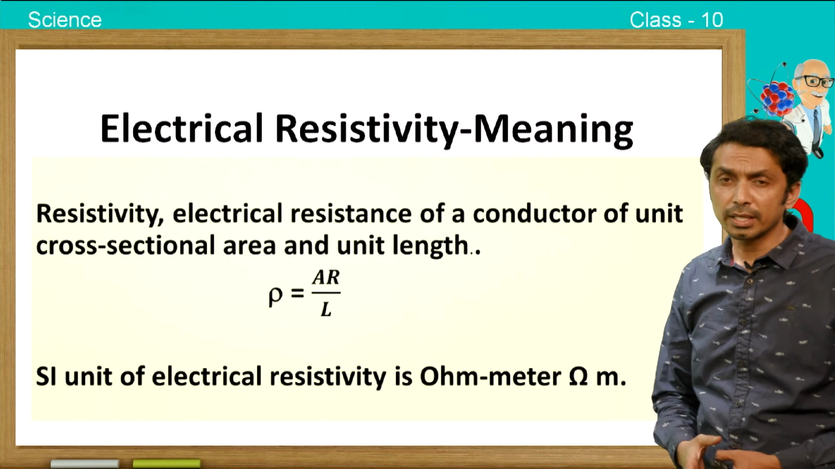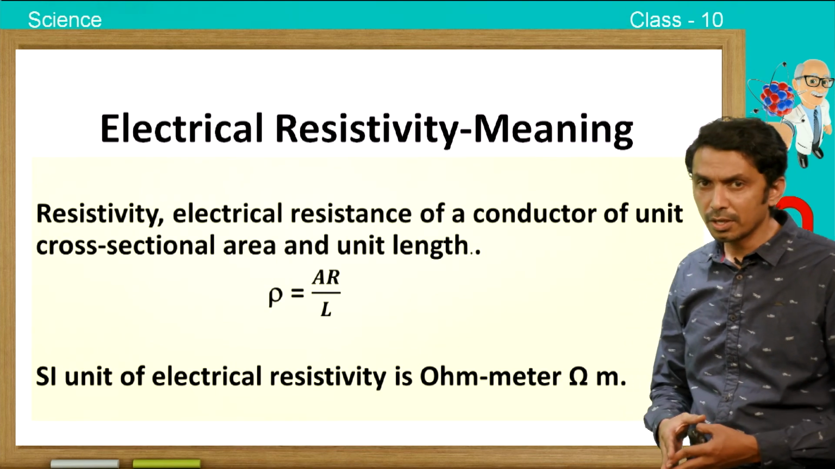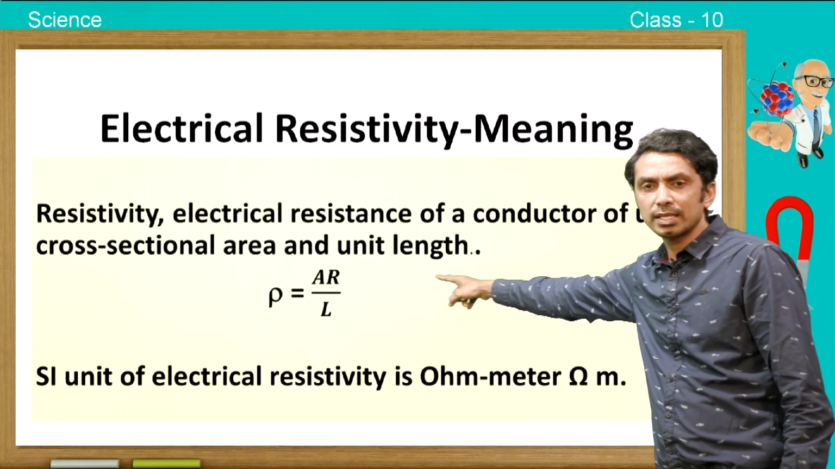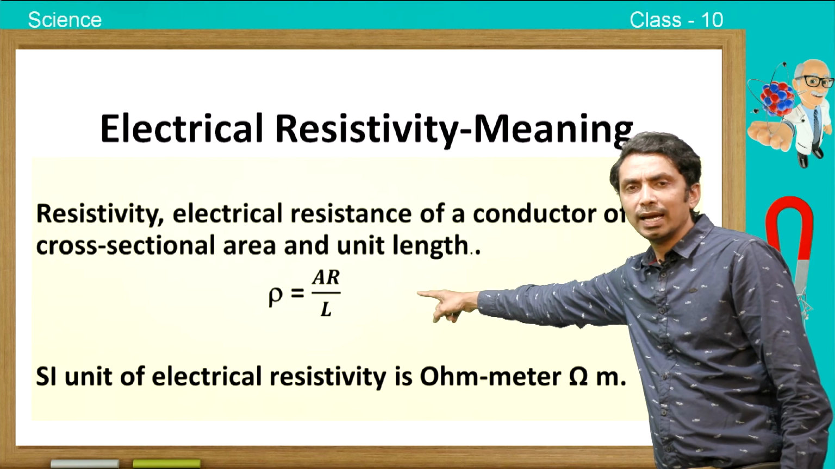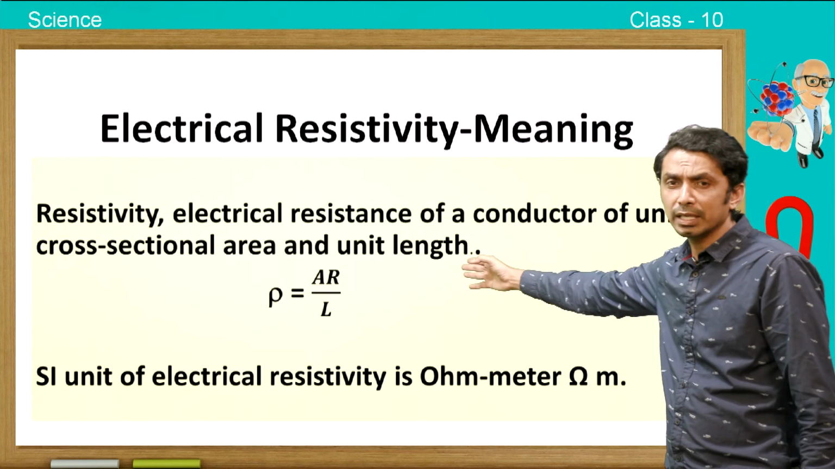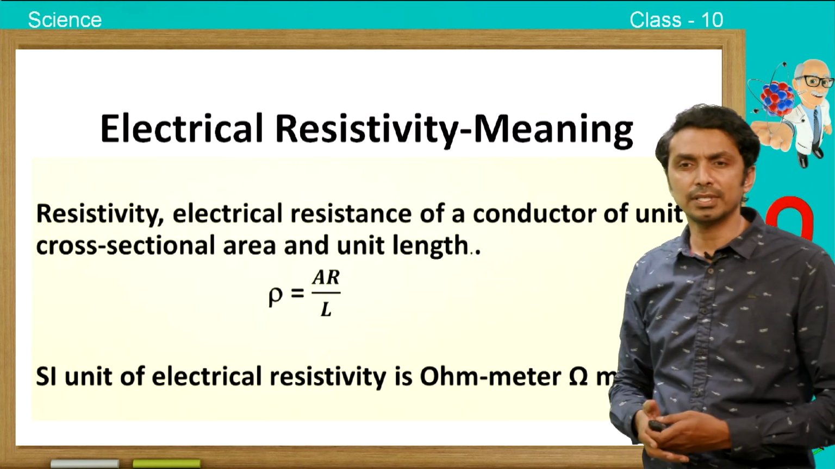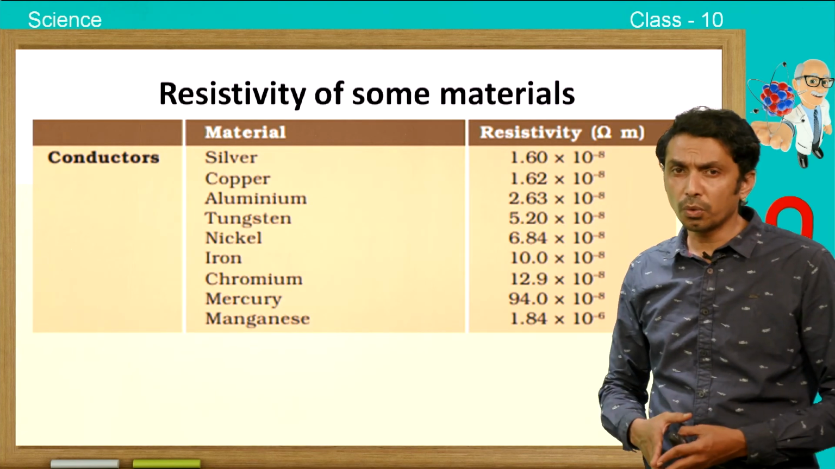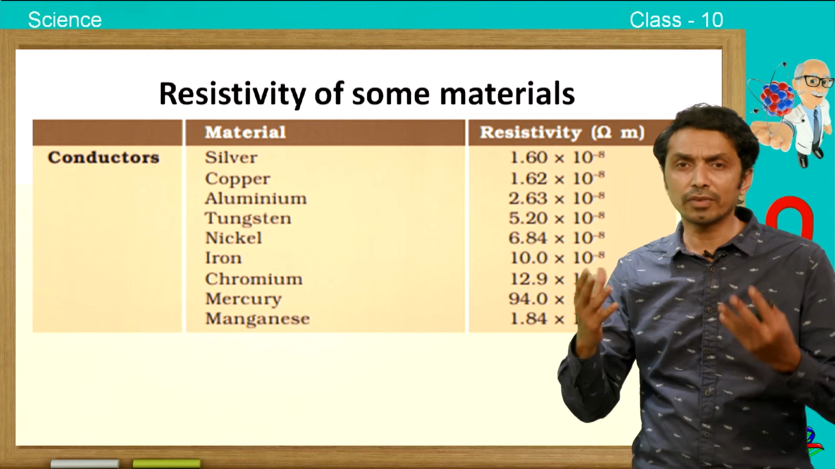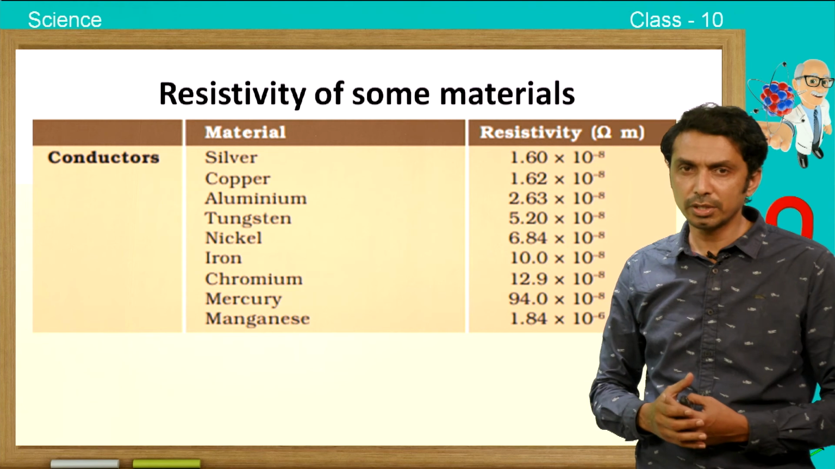And what is the SI unit of electrical resistivity? It is ohm meter. As you can see, resistance is measured in ohm, and area and length are measured in meters. So we get the unit ohm meter as the SI unit of electrical resistivity. I just told you that by making note of the electrical resistivity of any two conductors, we can decide which is a better conductor among the two.